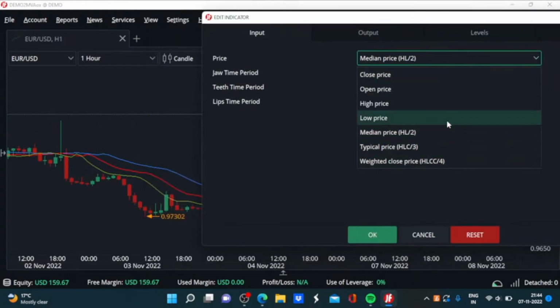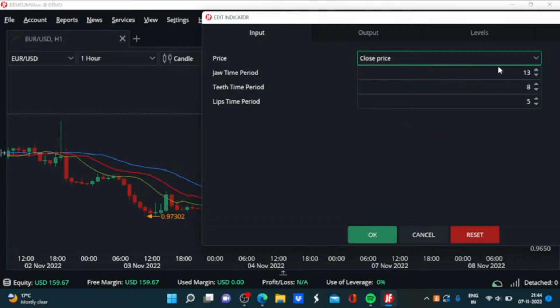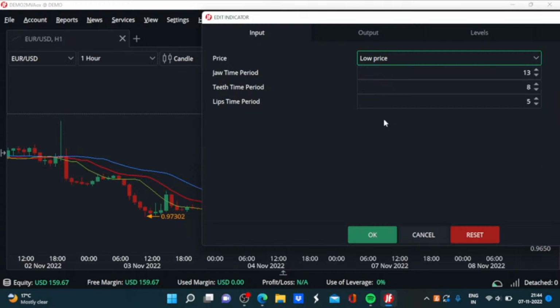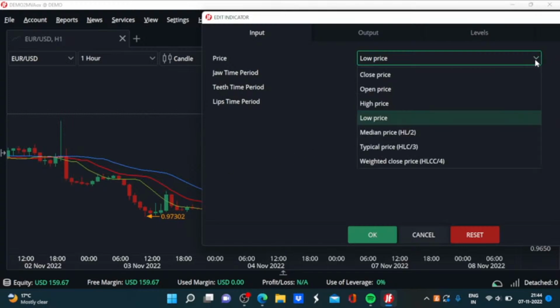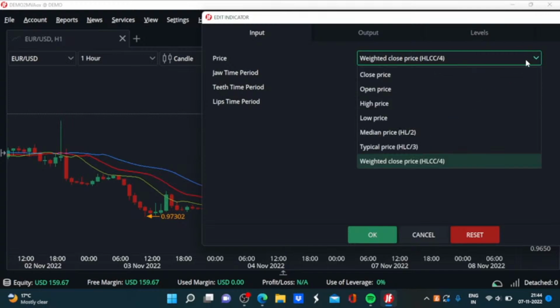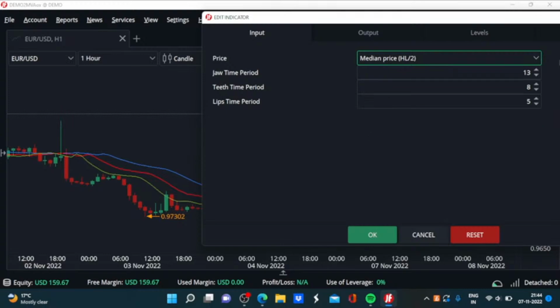You can go for all these types of applied prices, and depending on that, you will have slight difference in the plotting of this indicator. As you can notice on this side, as I am changing these applied prices, we have this plotting of the alligator indicator's output values fluctuating quite significantly. Okay, so I'm now going to restore it back to the median price.